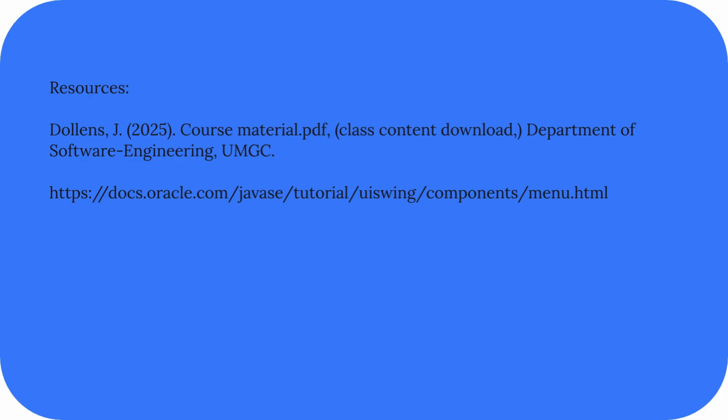As we conclude, I'll reiterate the best practices for JMenu. They are: 1. Group commands logically, 2. Use separators to divide related items, and 3. Avoid deep nesting for usability. The most commonly used methods are add and getItem.